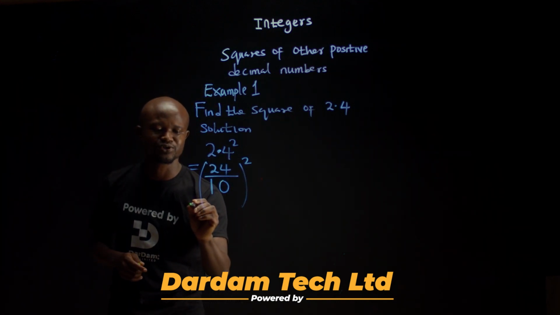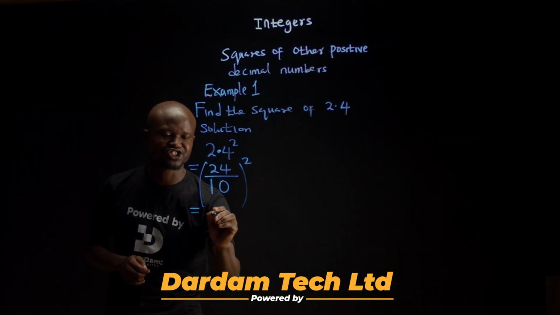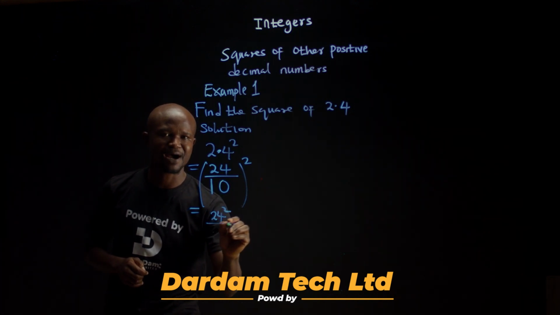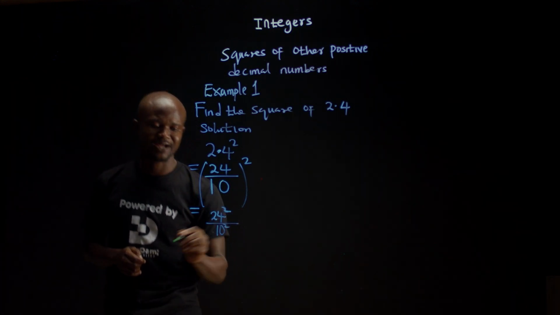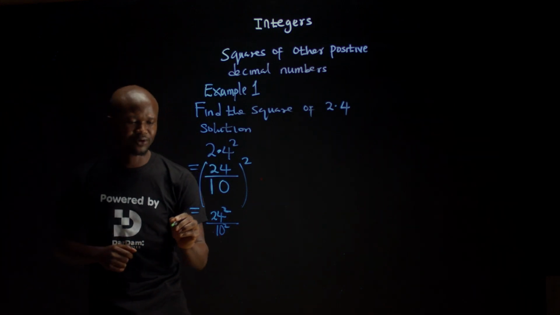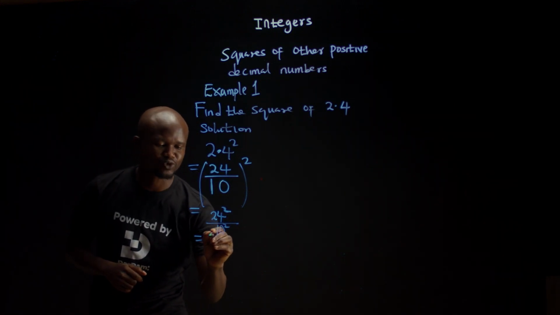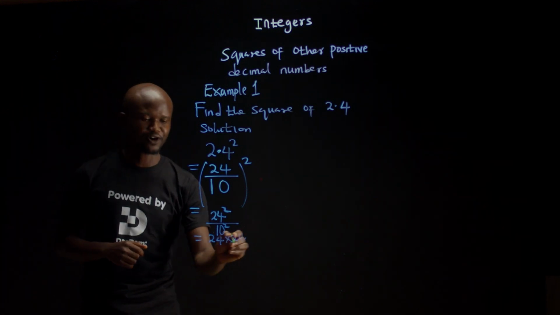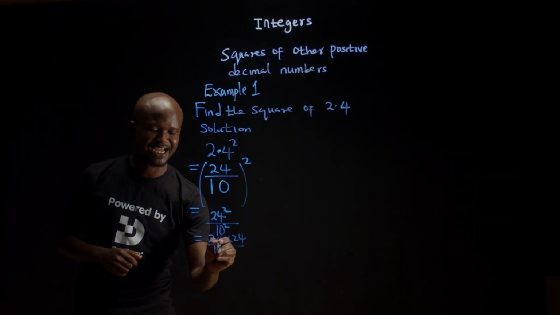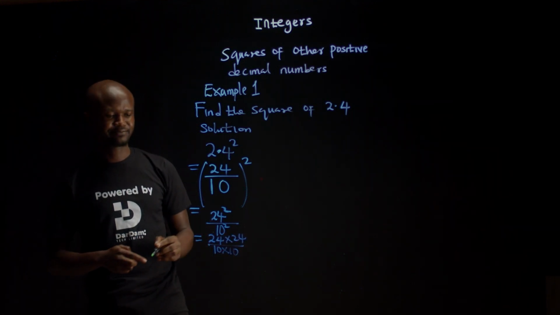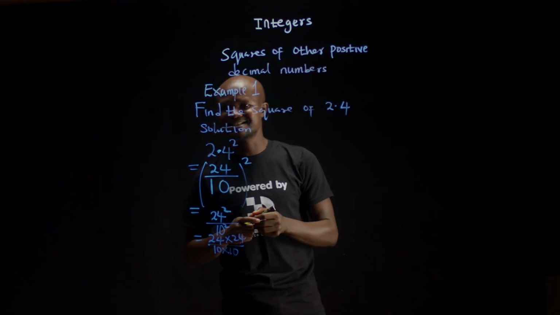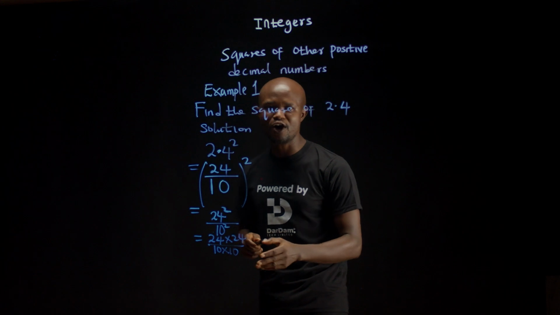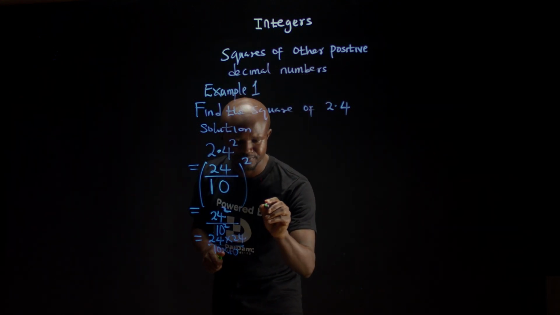Now what is the next thing to do? The square we have to apply to each. So we have 24 square divided by what? 10 square. Now, we have 24 times 24 for the numerator, then we have 10 times 10. Now, what is the next thing to do? The next thing for us to do is to multiply 24 by 24.